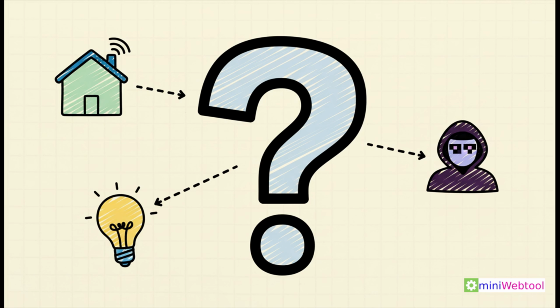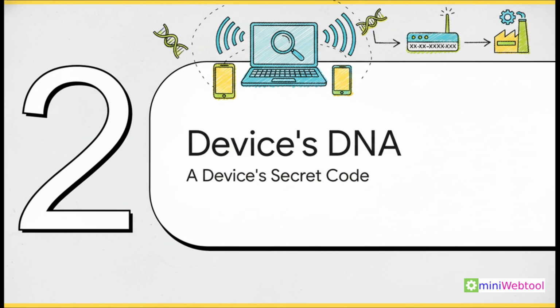Is that a neighbor who somehow cracked your password? Or maybe it's that new smart bulb you completely forgot you set up last week. Or, could it be something a little more unwelcome? That feeling of uncertainty is exactly what we are going to clear up today. So how do we crack this case?